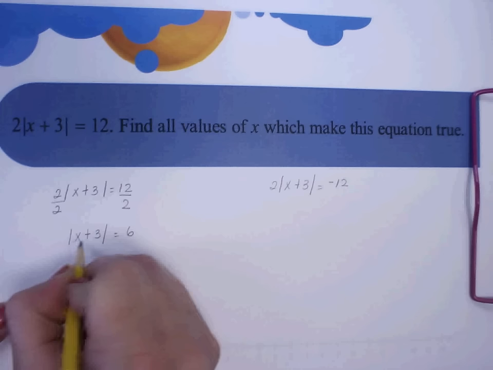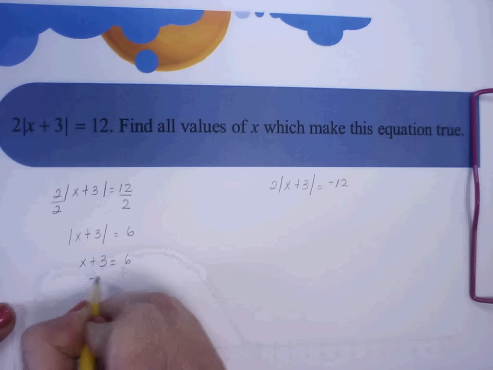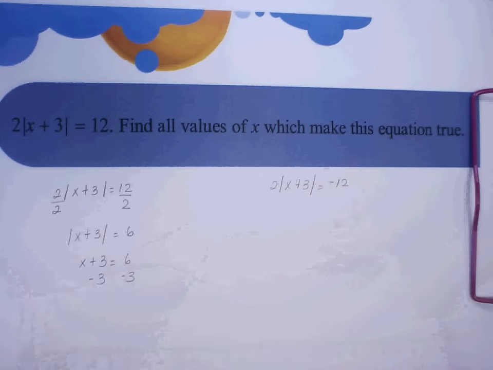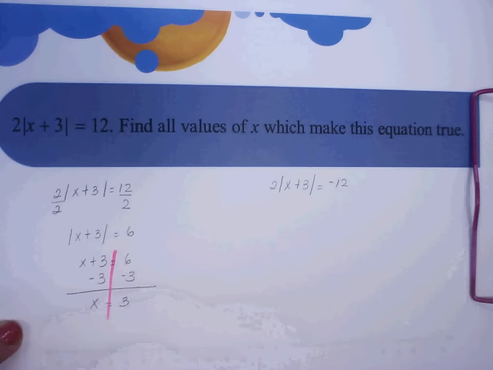And then take away the absolute values. X plus 3 equals 6. So to solve this, I've got to do minus 3. So x equals 3.